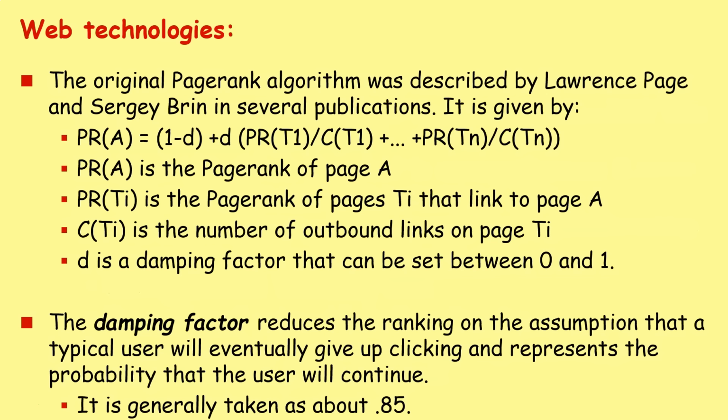Now, this is the original algorithm. You don't really need to memorize the whole algorithm. It's certainly never come up in the exam. But what they might ask you about is the damping factor, the D here. Okay, so the damping factor can be set between 0 and 1. The damping factor reduces the ranking on the assumption that a typical user will eventually give up clicking and represents the probability that the user will continue, and it's generally taken as being about 0.85.